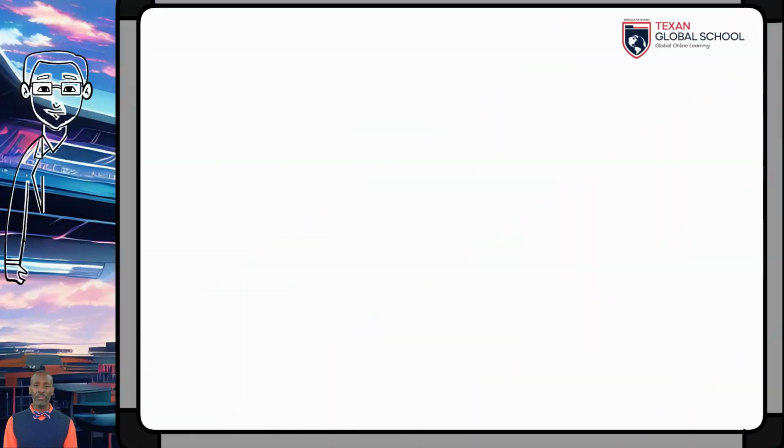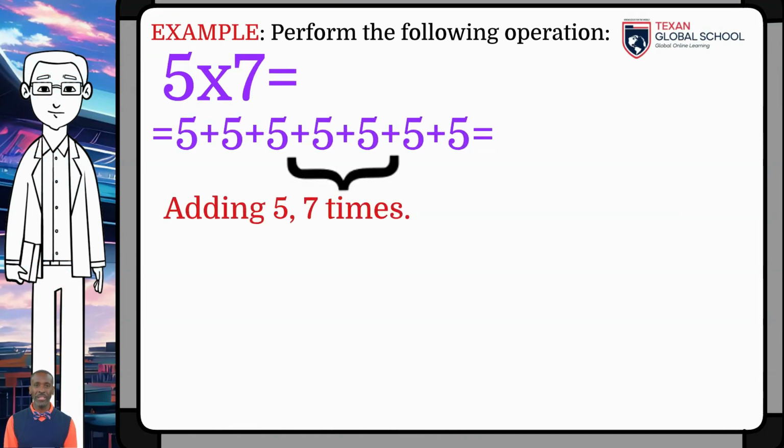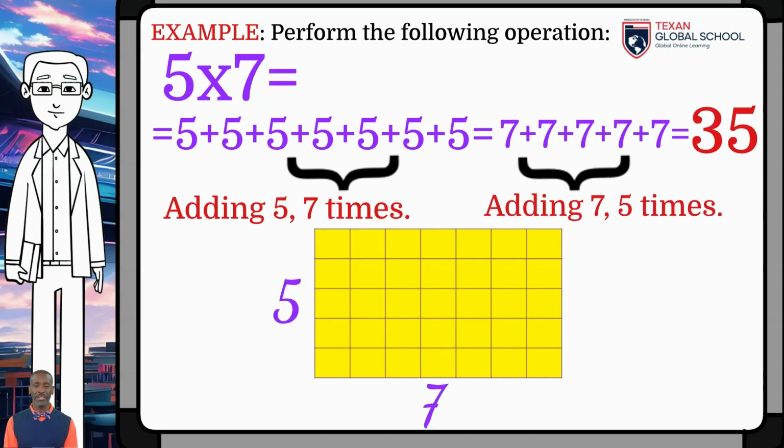Then, multiply 5 by 7. We add 5 7 times, or we add 7 5 times. Therefore, 5 times 7 is 35. The model represents 5 rows by 7 columns, so we have 35 ones. Hence, we can conclude that 5 times 7 is 35.